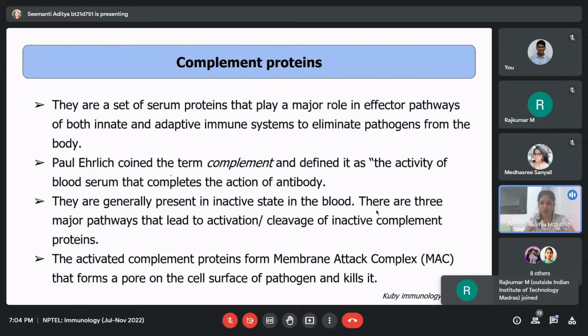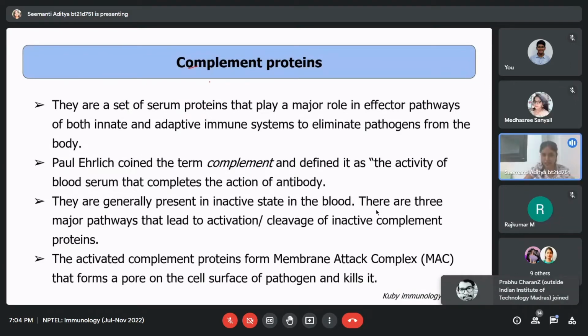So what are complement proteins? We have frequently heard about this term, right? Complement proteins or the complement pathways. In our previous classes, we were talking about how these complement proteins play an important role in phagocytosis and in killing the pathogen. So what are these complement proteins?